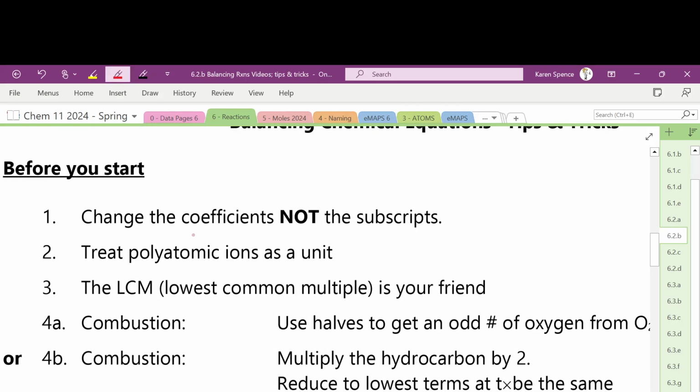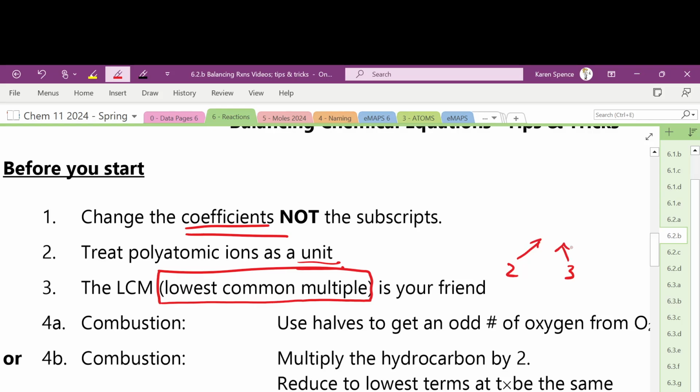Make sure that you are changing the coefficients, not the subscripts. Again, treat polyatomic ions as a unit. We mentioned this one yesterday, the LCM, the lowest common multiple. It is your friend. So if you have 2 of something and you have 3 of something, you're going to try and make sure that you have 6 of that particular thing, yes?